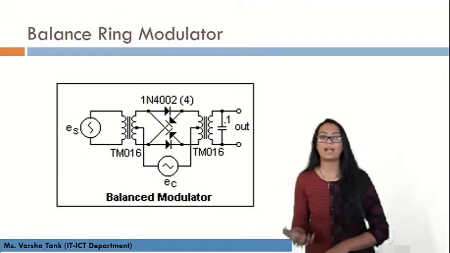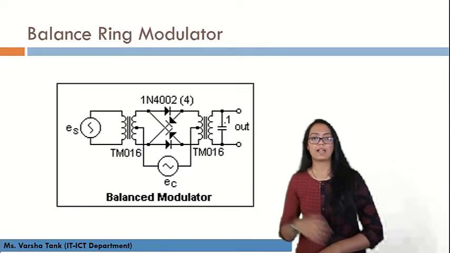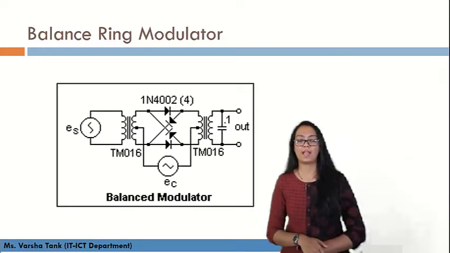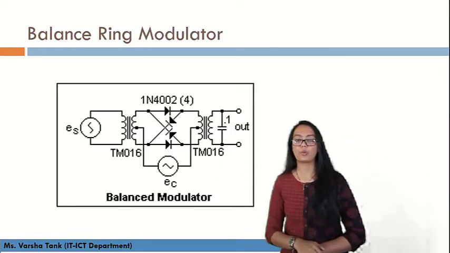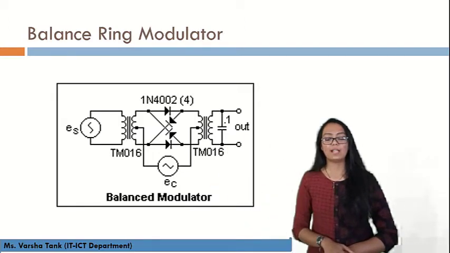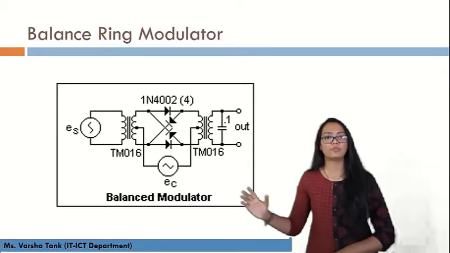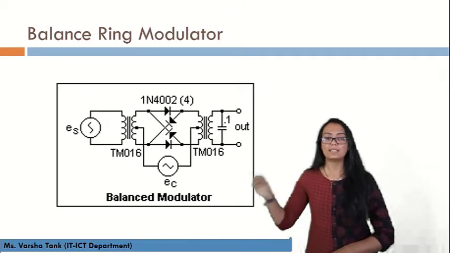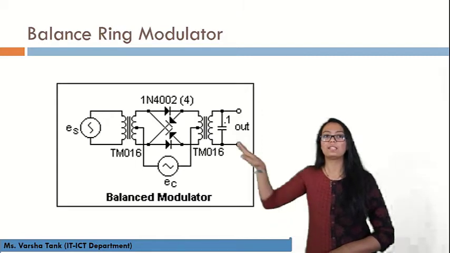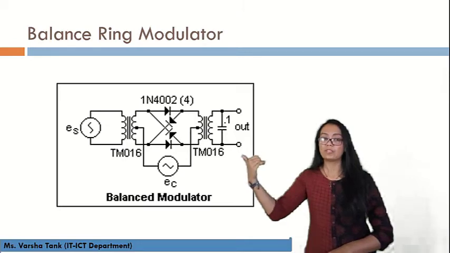Further, what is the balanced ring modulator? Why is it used? This is the diagram of the balanced ring modulator. It will have a supply in the form of your message signal. Then it will have a source from where you generate your carrier signal in the form of a local oscillator. EC is nothing but your carrier amplitude. Then it will be processed with these 4 diode modulator circuit. This is nothing but a bridge rectifier.